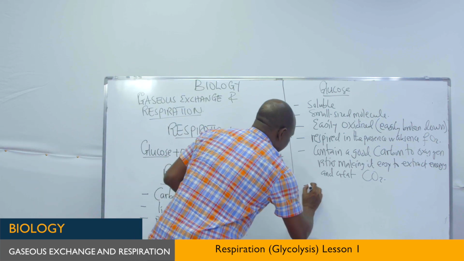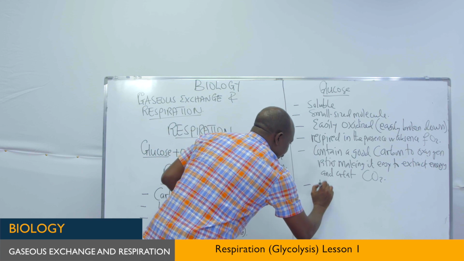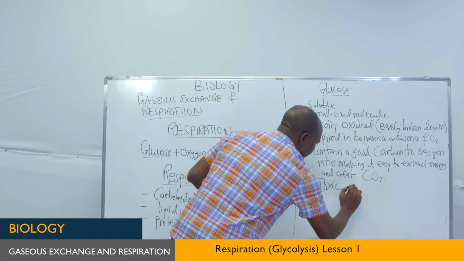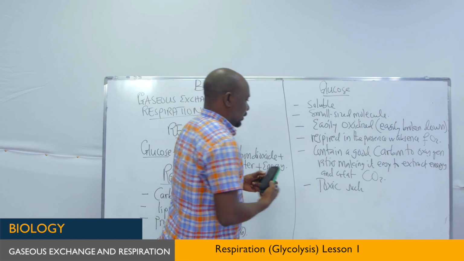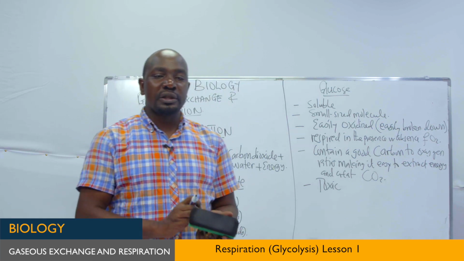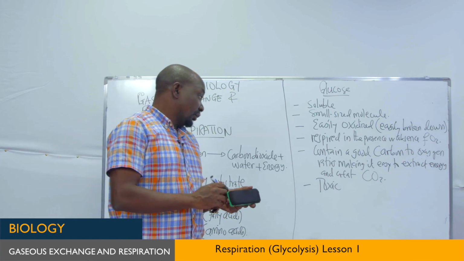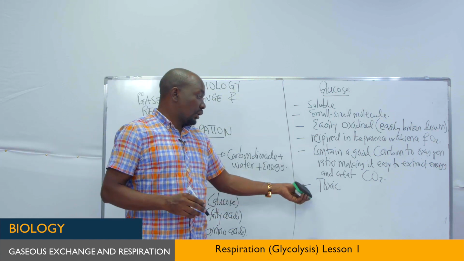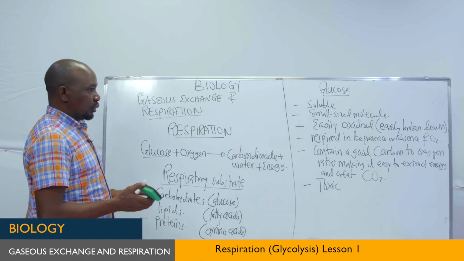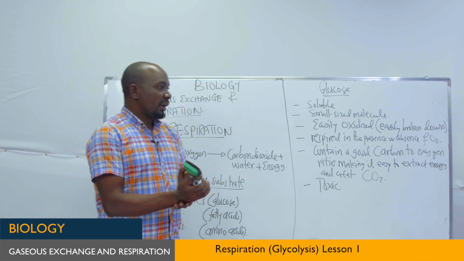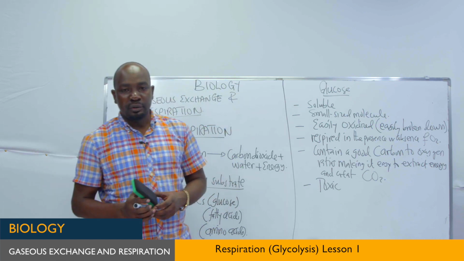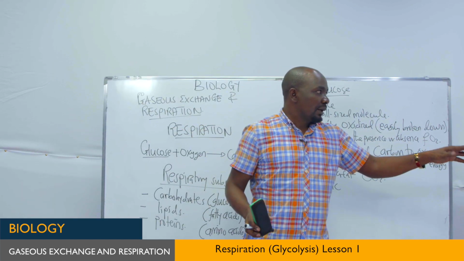Another reason is it is toxic, such that the body cannot accommodate to retain the glucose, because when glucose is allowed to accumulate, it may poison the cell. So these are the reasons why it is used as a primary respiratory substrate instead of the other. Dear student, let us go to question number 2.